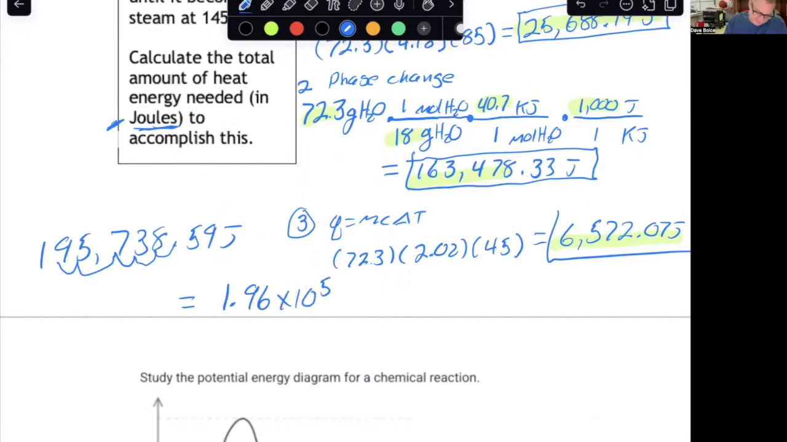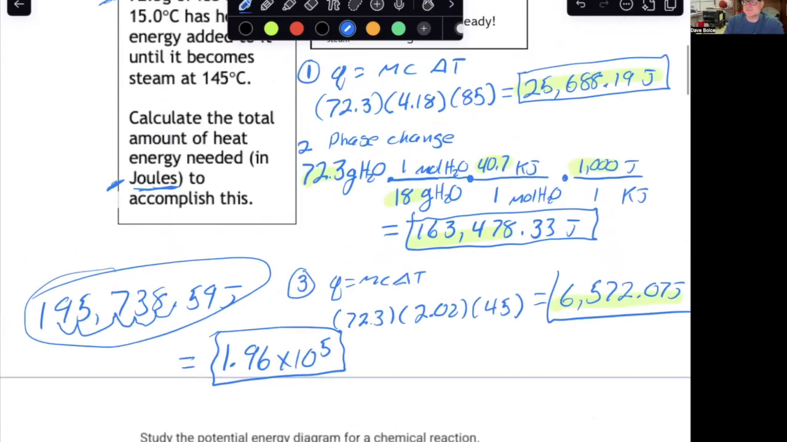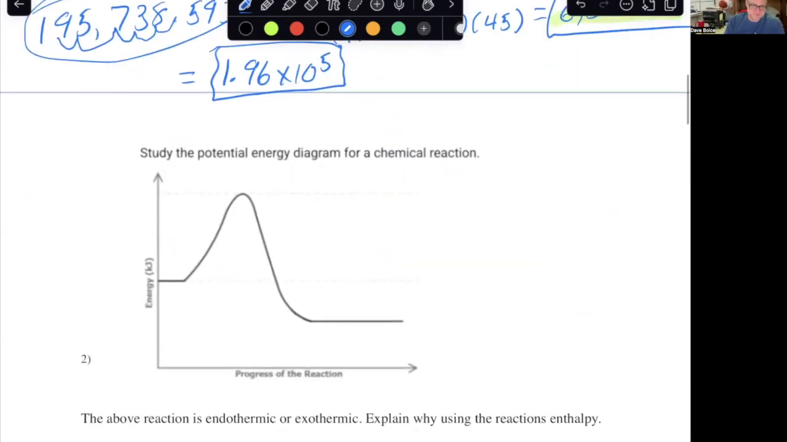So this answer, at least in 2025, I would accept, although if you're watching this any other time, I really should have been more focused on significant figures. So that would be the correct answer.